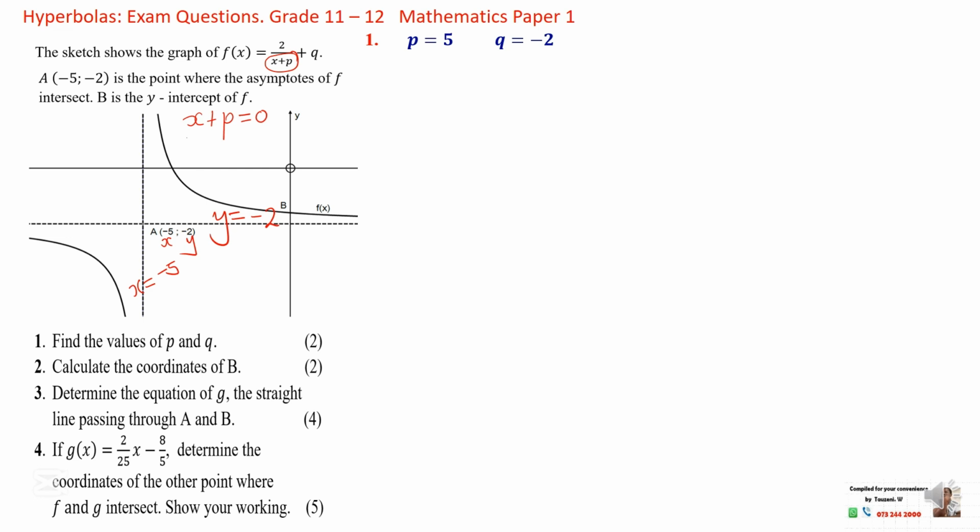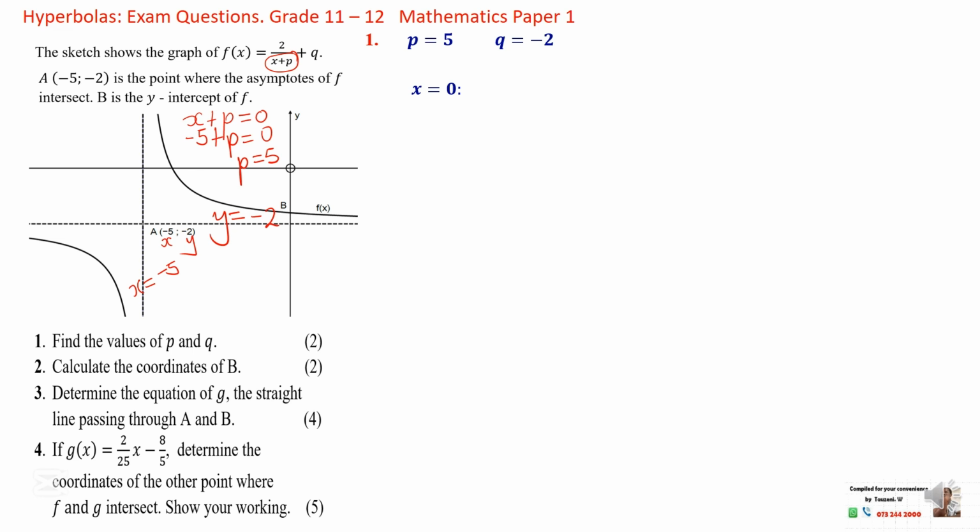If you put the value for x here, which is -5, you get -5 plus p is equal to 0, which gives us p is equal to +5. That is where p is equal to 5 is coming from. The value of q comes directly as it is. q is equal to -2.